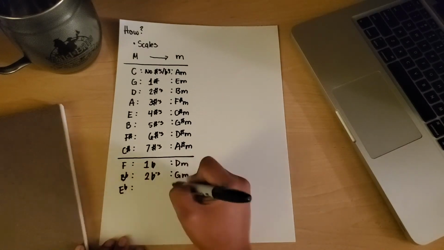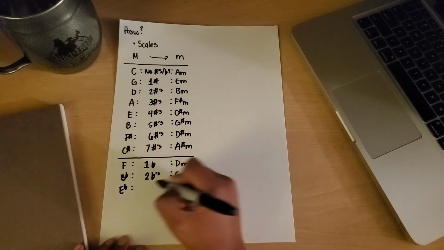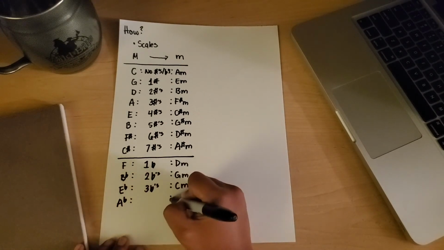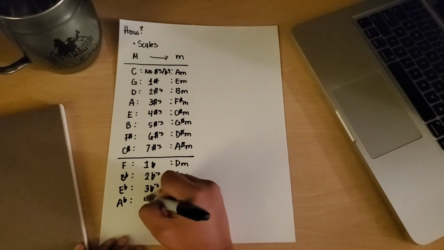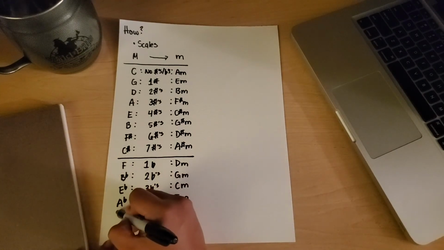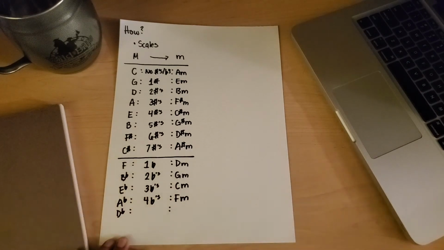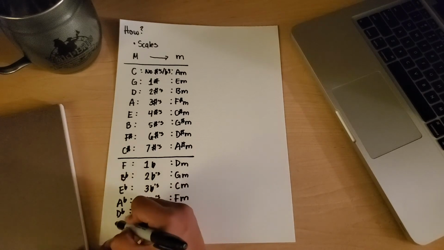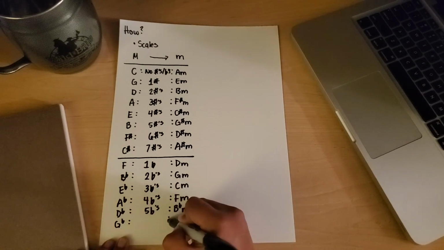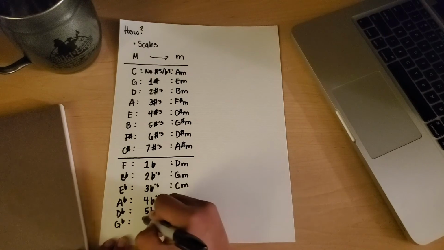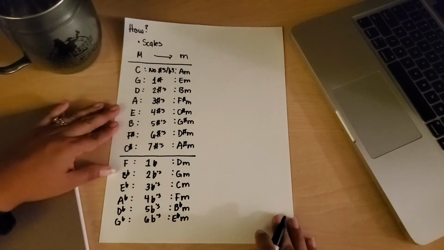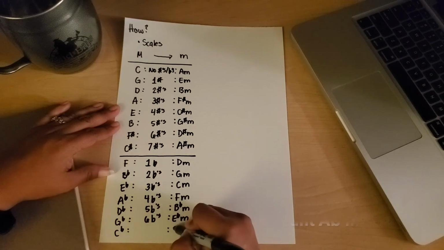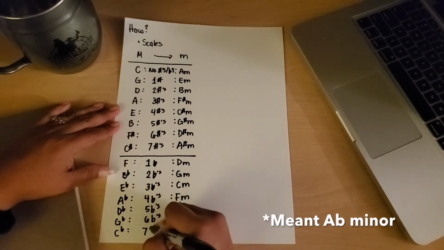E flat major and its relative minor, C minor, have 3 flats. A flat major and F minor have 4 flats. D flat major and B flat minor have 5 flats. G flat major and E flat minor have 6 flats. And then lastly but not least, C flat major and its relative minor A flat minor have 7 flats.